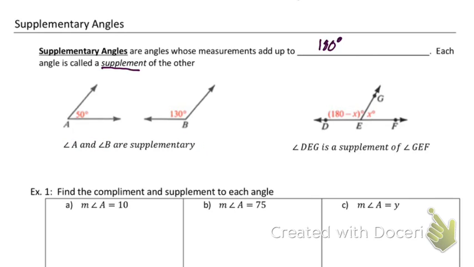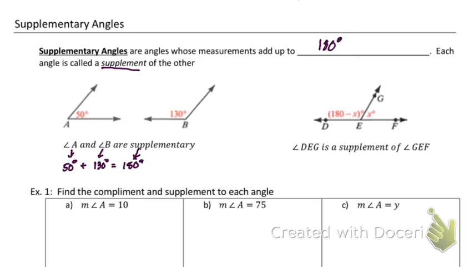I'm going to go ahead and write that down actually. So we have angle A equals 50, angle B equals 130 degrees. When added together they do equal 180 degrees, which means they are supplementary.